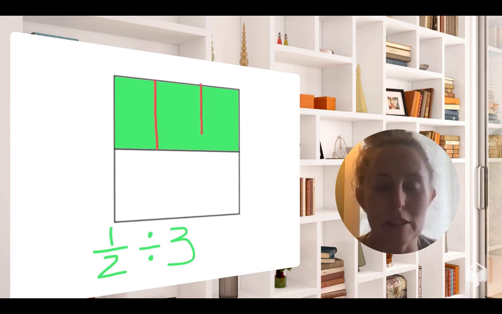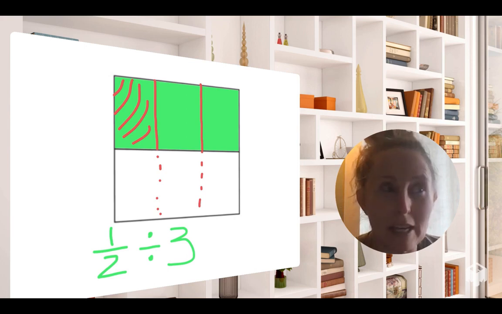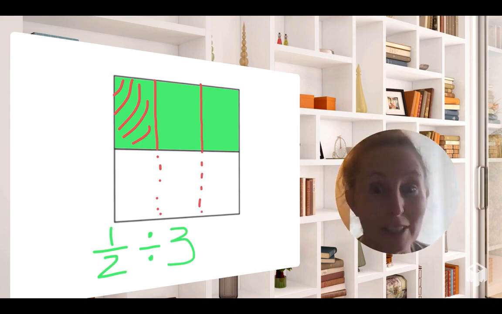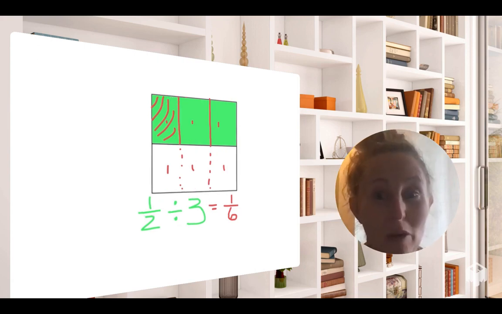So looking here at this model, you can see that I started with a half and I'm going to divide that half into 3 equal pieces. When I do that, a lot of kids will mistakenly say that I have a third, because they're like, well, I divided it into 3 pieces, so it's a third, but I didn't start with 1 whole. I started with a half. So if I want to take a half and divide it into 3 equal pieces, you can see that each of those pieces would be equal to a sixth, because it takes 6 of the pieces to make the whole.